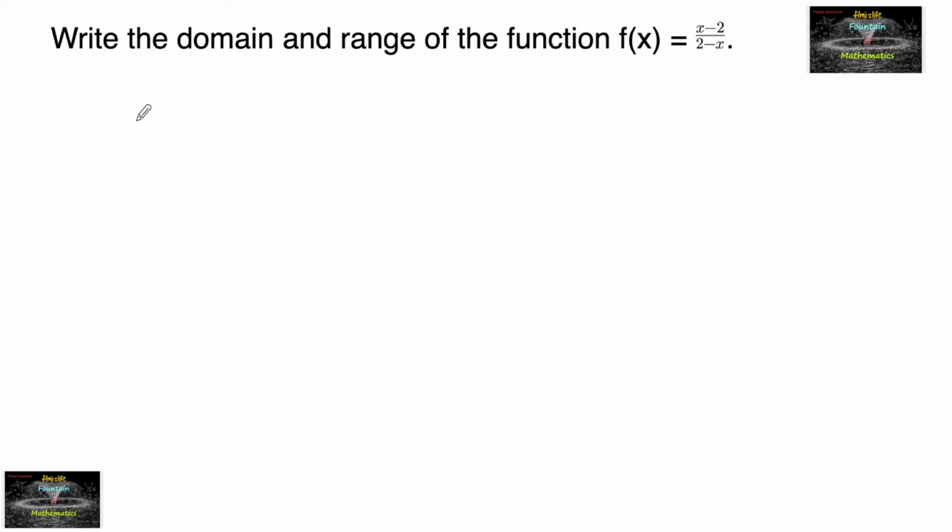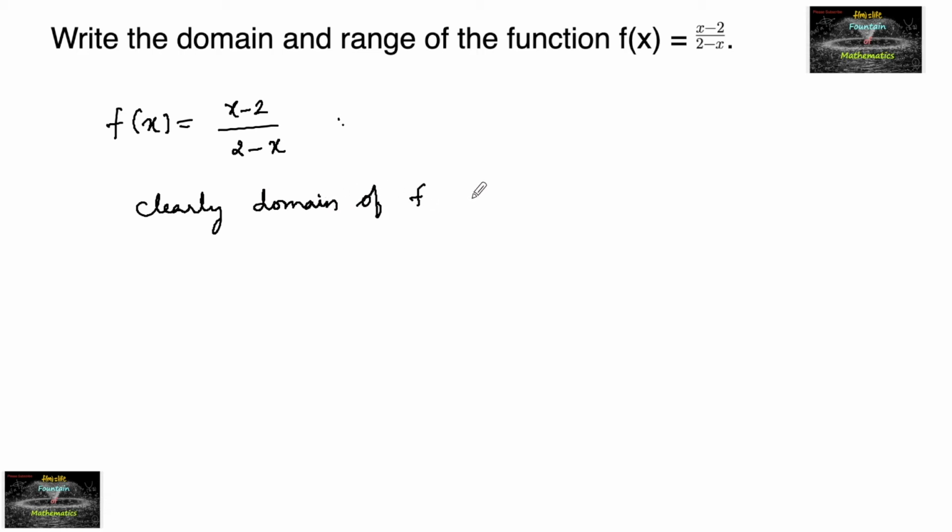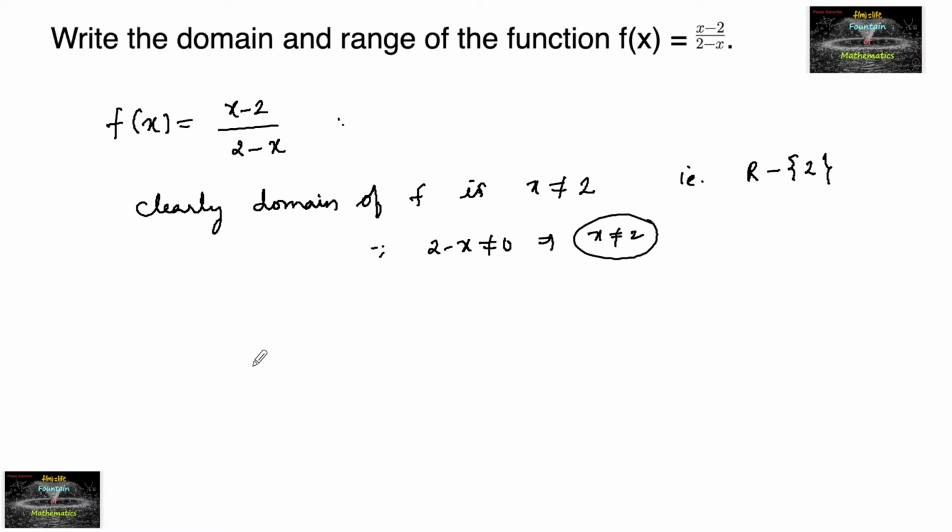Write the domain and range of the function f of x is equal to x minus 2 upon 2 minus x, and clearly we can say that the domain of the function f is, x should not be equal to 2, that is R minus 2, since the denominator 2 minus x should not be equal to 0, that is x should not be equal to 2. And now for any x belongs to R minus 2, f of x is equal to x minus 2 upon 2 minus x.